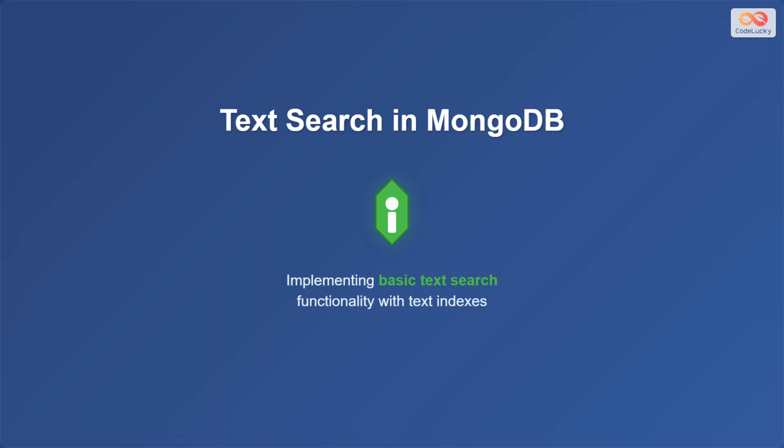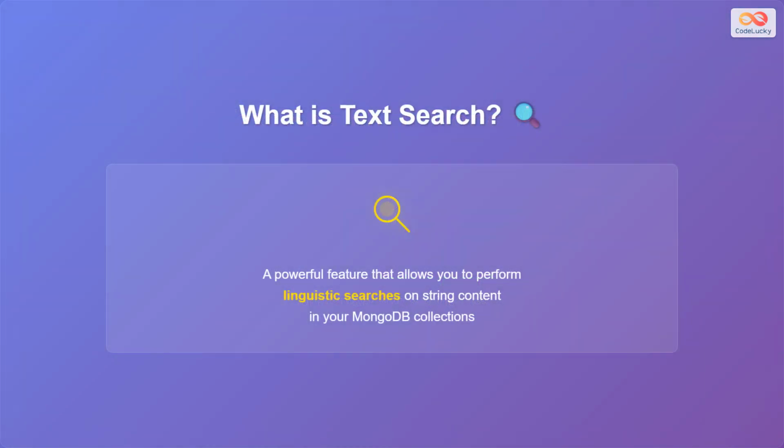Let's explore text search in MongoDB. We'll focus on implementing basic text search functionality using text indexes. This will allow you to efficiently search for text within your MongoDB collections. Text search is a powerful feature that enables you to perform linguistic searches on string content within your MongoDB collections. Instead of just exact matches, text search understands language and context to find relevant results.